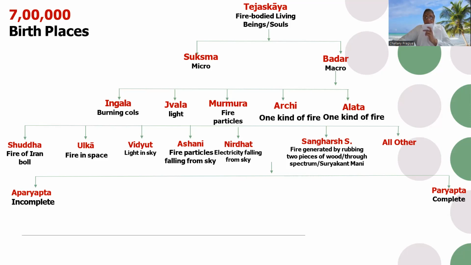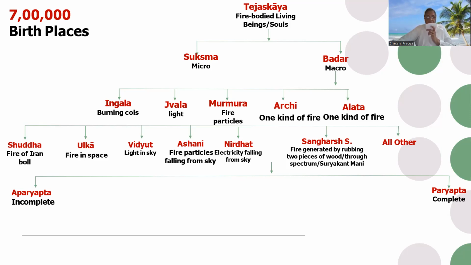And there is another type of fire known as Sangharsh fire, which is especially generated by rubbing two pieces of wood or stone, or through a spectrum or a kind of jewel or diamond known as Suryakant Mani. And there are many other different forms of fire which we use in our day-to-day life.